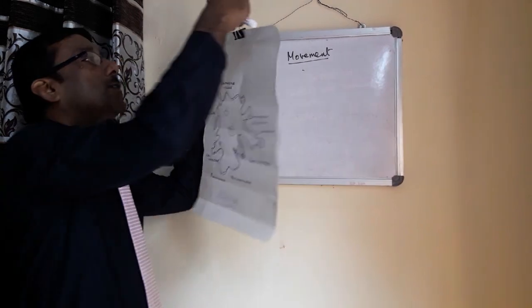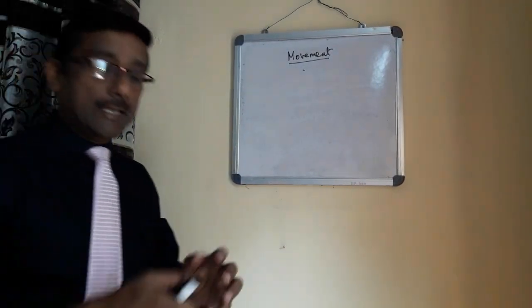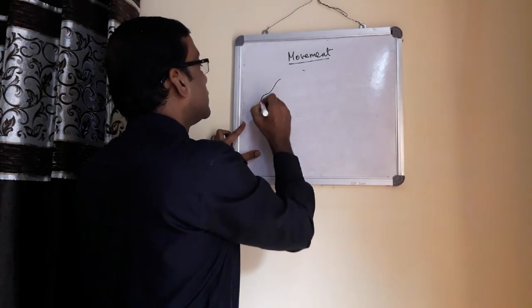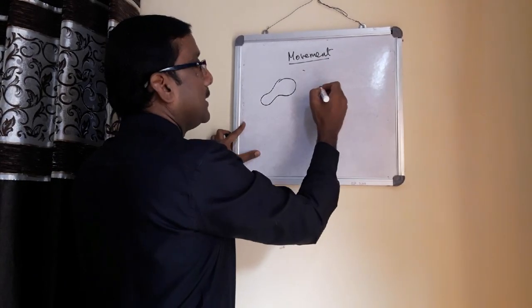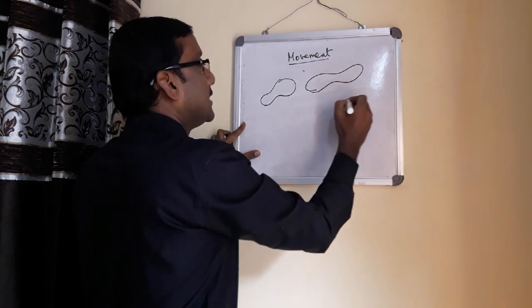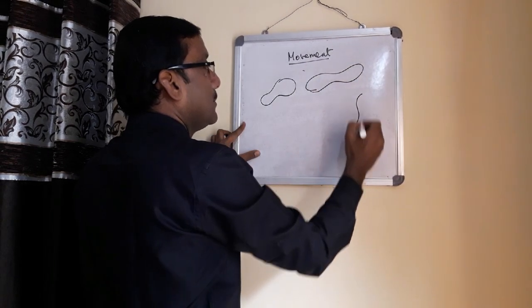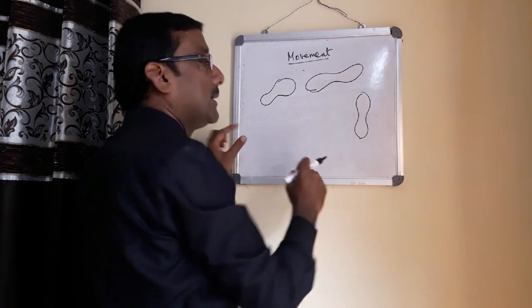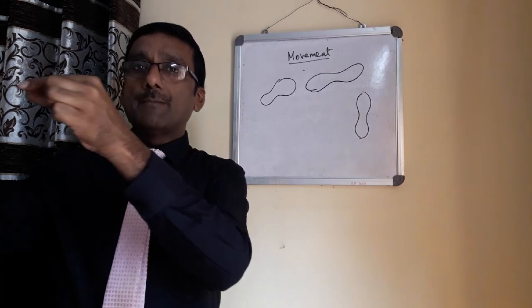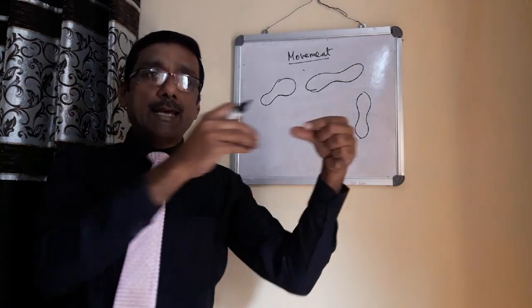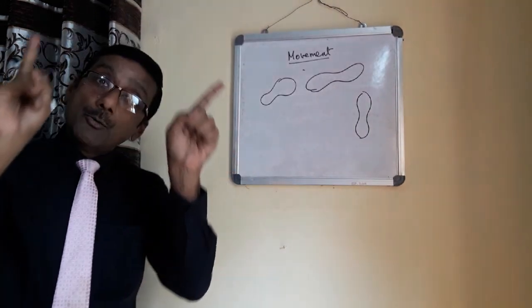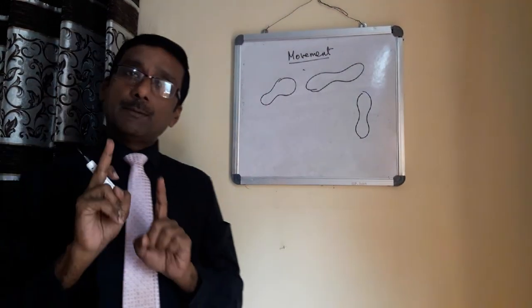Now amoeba moves from one place to another with the help of pseudopodia. Suppose it has to go from here to here, it will stretch itself like this, and from here it will come here. Like a rubber band, it stretches and moves. With the help of the boundary, which is pseudopodia, it helps in movement.